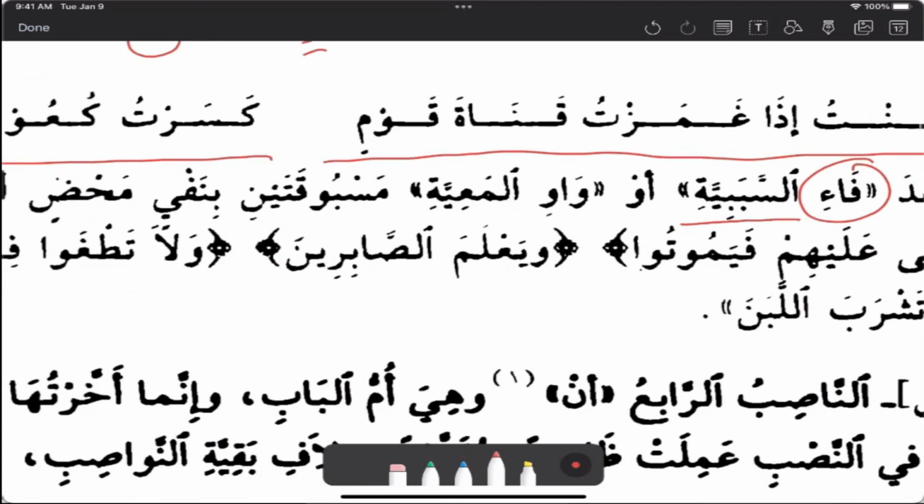Wow al-ma'iyah, or after the wow. Usually wow is going to mean and, but this is the wow that means with. Wallahi, I'm so afraid I'm overloading you, but we're almost to the end here. I hope this is all clear for you.